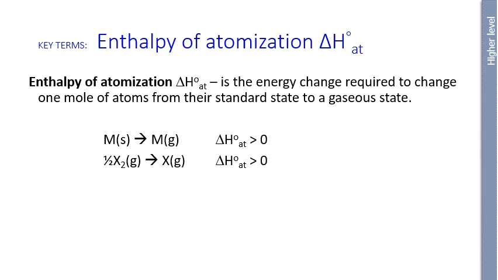The next one is the enthalpy of atomization, delta H naught at, which is the energy change required to change 1 mole of atoms from their standard state to the gaseous state. So here we have mystery metal M going from solid to gas, and it's going to be a lot greater than 0.